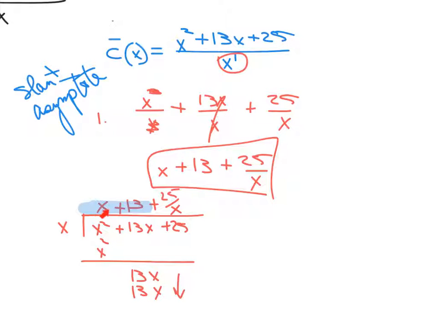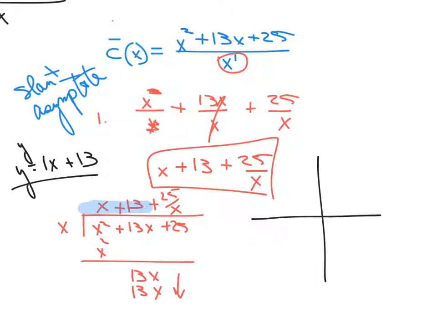X plus 13 is your slant asymptote, which means that if you're going to graph this, y equals 1x plus 13. That's putting it in the form y equals mx plus b. M being your slope 1, 13 being where it crosses. So it's going to cross at, let's say, well, let's just say these are 2, 4, 6, 8, 10, 12, 13. And then we're going to go up 1 over 1, up 1 over 1. So our slant asymptote looks like that. Okay, so that's pretty much how you find that slant asymptote.